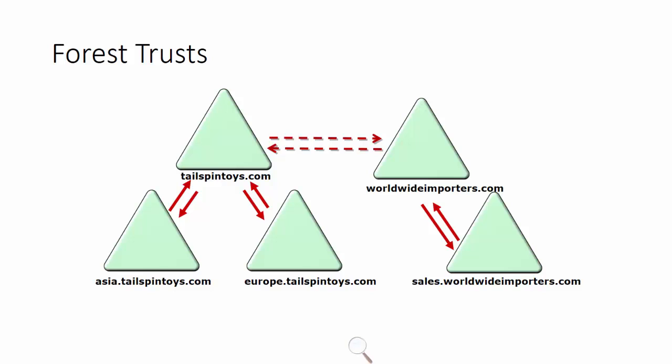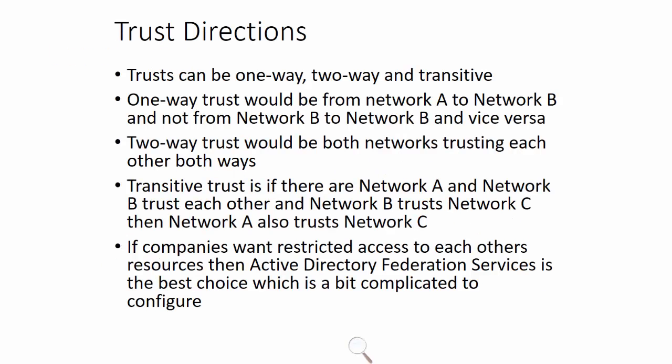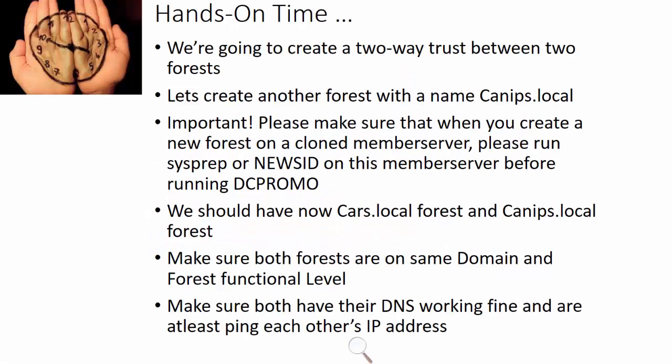Forest trusts, we're going to do that now. So the root domain of the first forest connects to the root domain of the second forest. That's exactly what we're about to do, while the child domain trusts are two-way trusts that are automatically created, right? Trust directions, yes, we talked about that in detail. So you can direct from one way to another, from A to B, B to C. We just talked about it in the hands-on time.